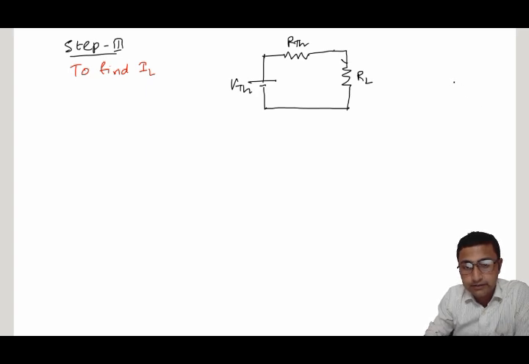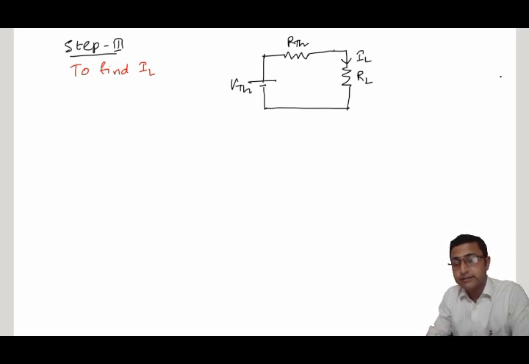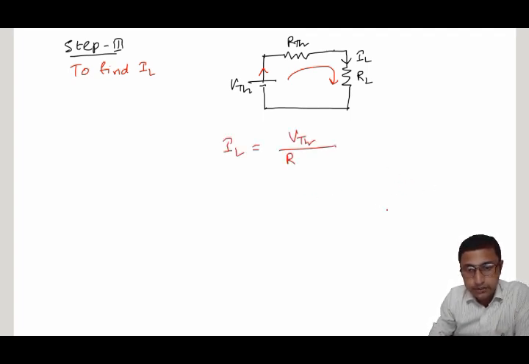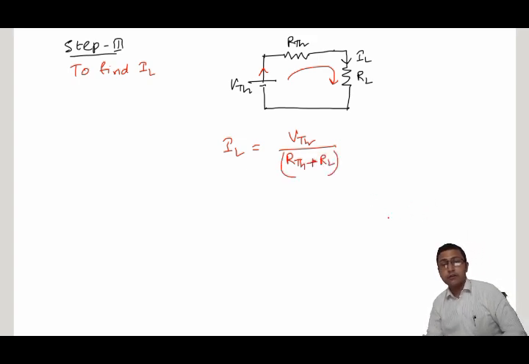Now I have to measure the current through this load resistance, which is known as IL. This is a simple series circuit, which means the current flowing from the source is flowing through the resistance RL, the same current. So the current will simply be the supply voltage divided by the total resistance, that is RTH plus RL. This is the final expression of current using Thevenin's theorem.